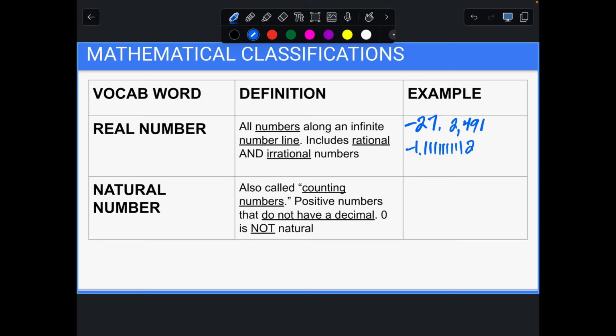The natural numbers are also called the counting numbers. These are all positive numbers that do not have a decimal. And 0 is not a natural number. Let's think about it. If it's called the counting numbers, whenever you're counting something, say marbles in a bag, you never count 0. So it's just all positive numbers that you would use to count. So that would be 1, 2, 3, 4, etc.